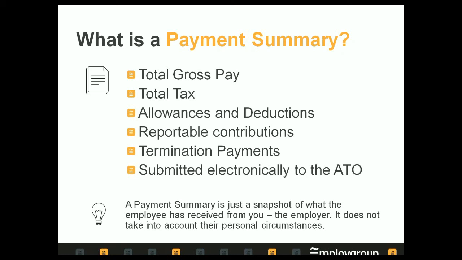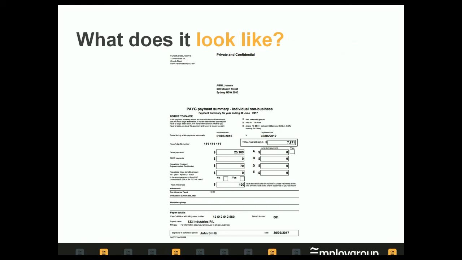It does not take into account their personal circumstances, which may include things such as other employment or other income streams. Many of you may already be familiar with what a payment summary looks like, but just as a brief overview, it'll include the employee's name and address, identify the payment summary year or the financial year that it relates to, the start date and the end date of the period that it's reporting, the employee's tax file number, the gross payments and any other special payments to be identified, and of course the tax withheld.